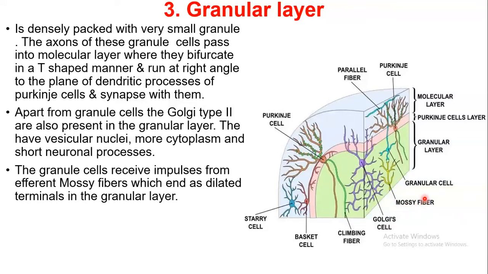Where is the mossy fiber? This yellow color shows the mossy fibers, which are coming from the spinal cord and other parts of the brain. So the granule cells receive impulses from the afferent mossy fibers, which end as dilated terminals in the granular layer, as you can see here.